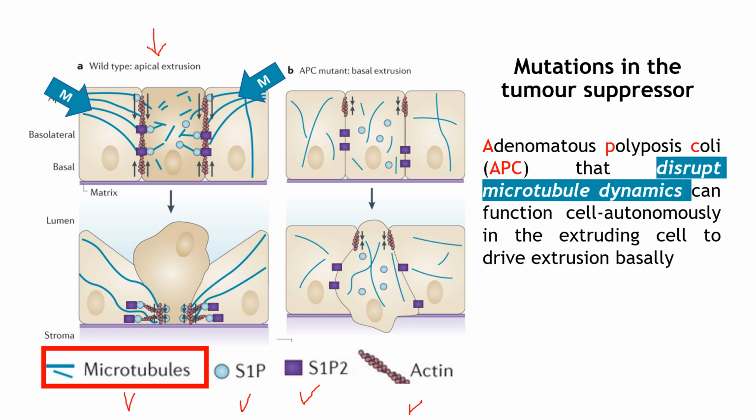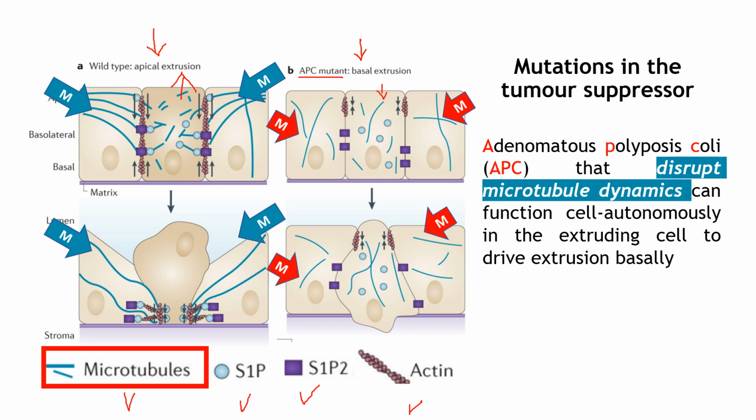I'm going to show you in this slide the wild type, but also what happens with a tumor suppressor, which in this case is the APC mutant. While in the wild type, remember, the cells will extrude apically, in this one the cell will extrude basally. So here I want you to stop the video and try to see based on this schematic, and again write it down, and then we can talk.